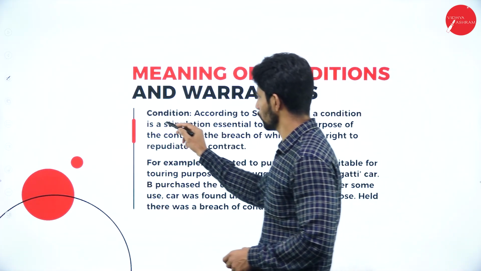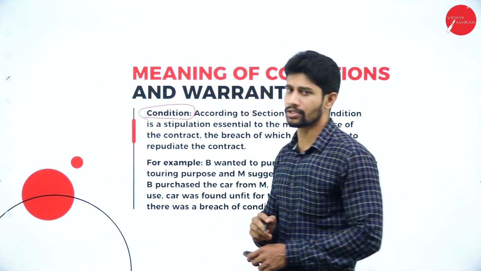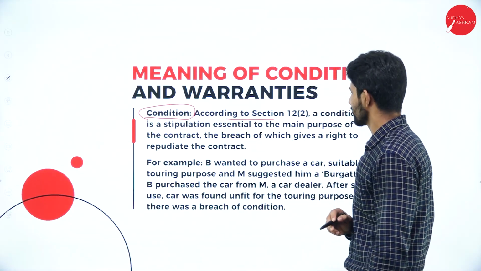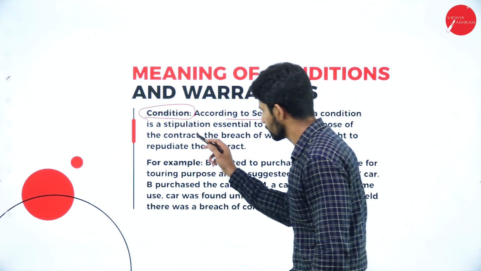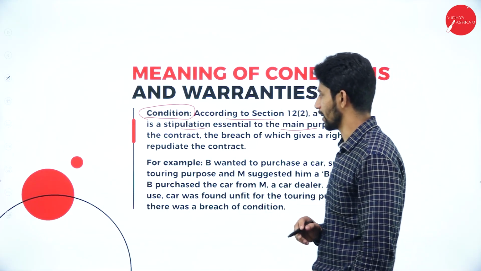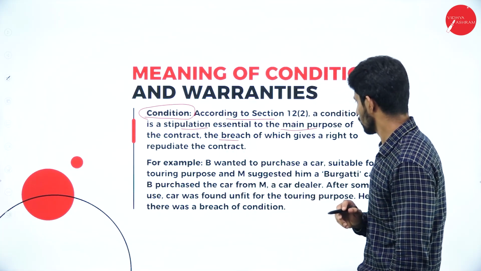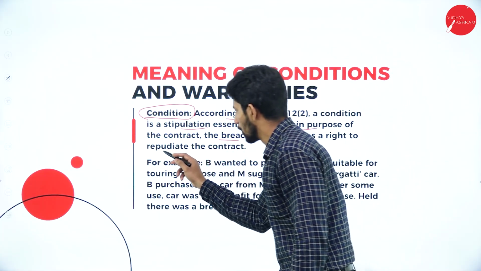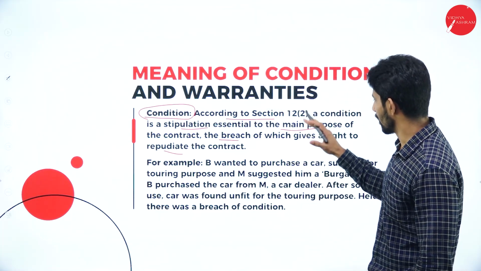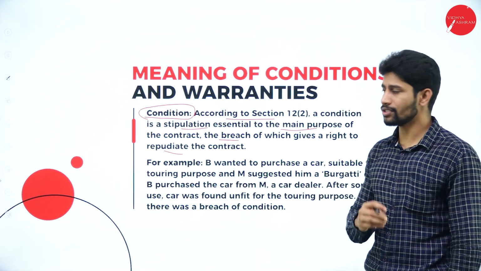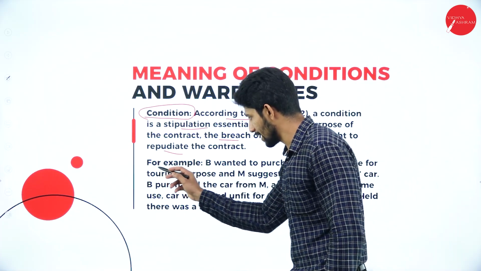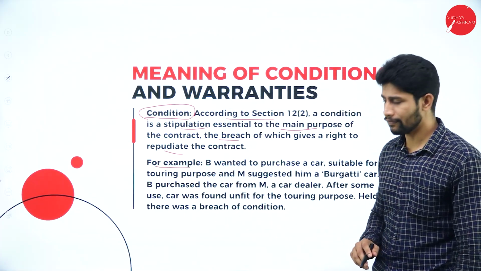So, the meaning of conditions and warranties. First we look into conditions. What are conditions? According to Section 12 subsection 2, a condition is a stipulation essential to the main purpose of the contract, the breach of which gives a right to repudiate the contract. So here a condition is a stipulation essential to the main purpose of the contract. If you understand the example, you can easily understand the meaning of condition.